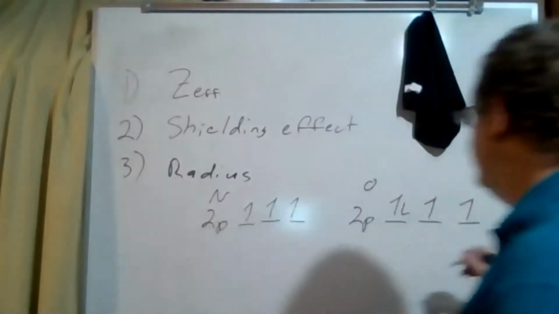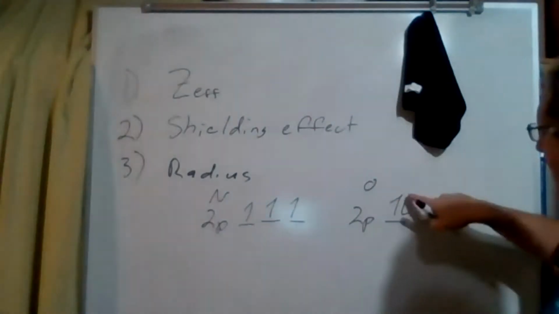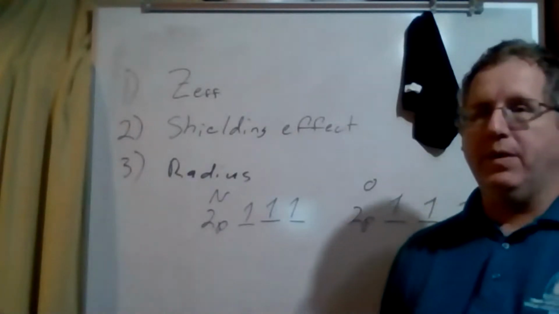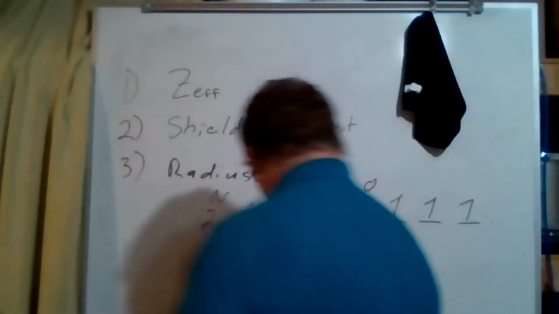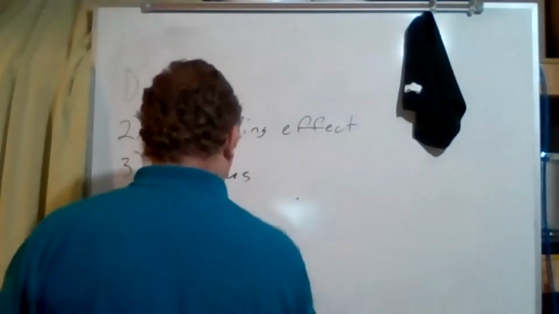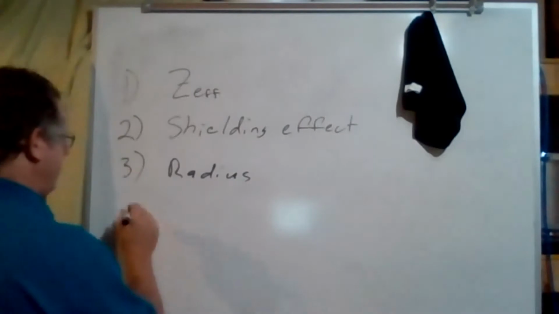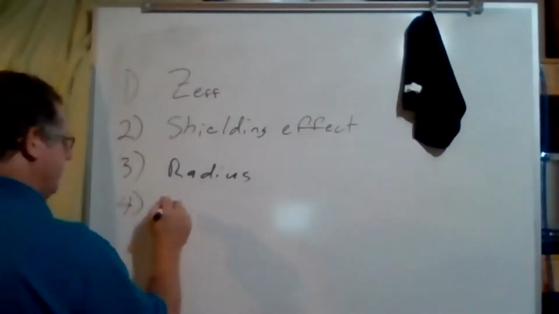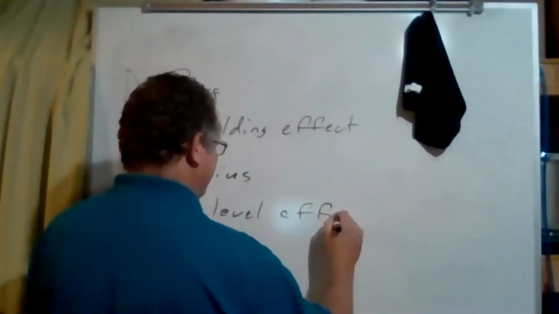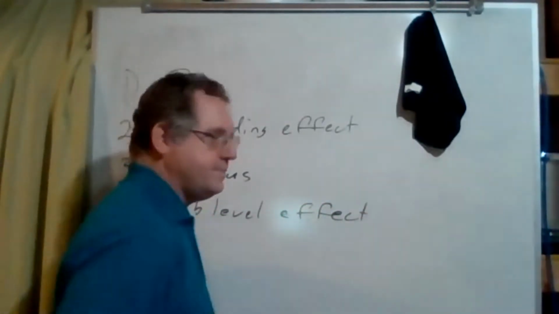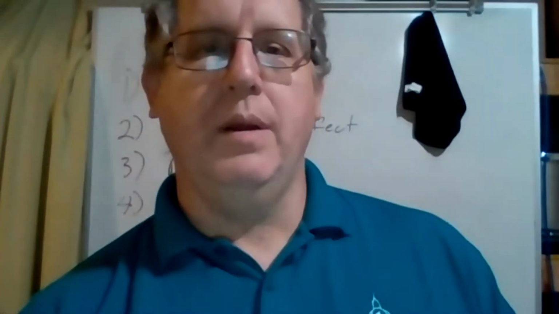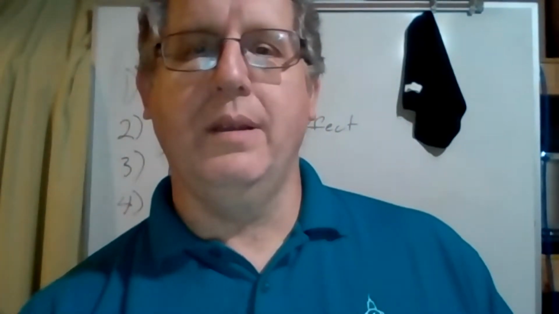Now, even though oxygen has more protons in the nucleus, if I remove this electron, I get something that is more stable. So I am going to have something that we are going to call the sublevel effect. And that is going to be the effect of removing an electron from a filled or half filled orbital. Okay, let's go back to our PowerPoint again.